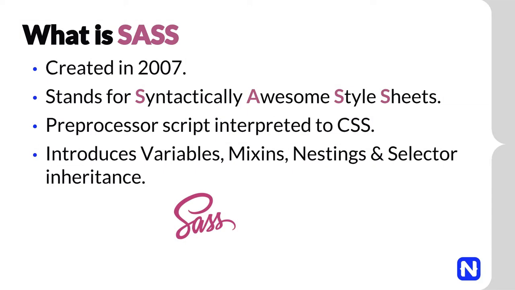So what is Sass? Sass is a markup language created by Hamilton Catlin in 2007. It stands for Syntactically Awesome Style Sheets. And Sass is a preprocessor scripting language that is interpreted to CSS. Sass actually fills the gap of the lack of CSS, and it introduces many concepts that are missing in CSS, such as variables, mixins, nestings, and selector inheritance.